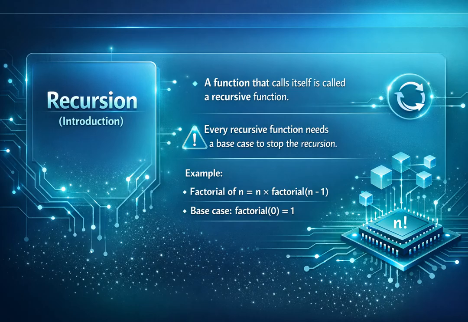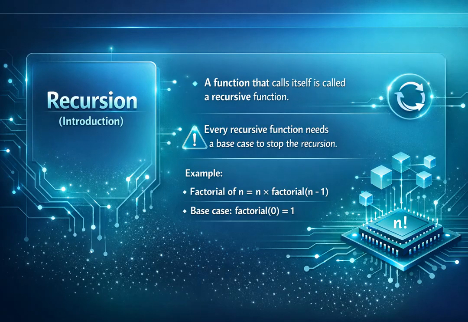Recursion is a technique where a function calls itself. A recursive function must have a base case that stops the recursion, otherwise it runs forever. The classic example is factorial. Factorial of n equals n multiplied by factorial of n minus 1, with factorial of 0 equal to 1 as the base case.